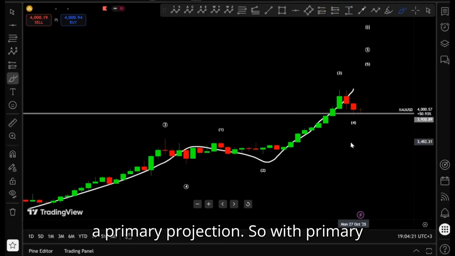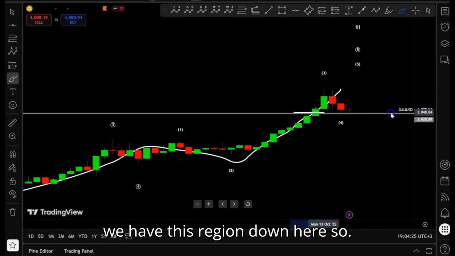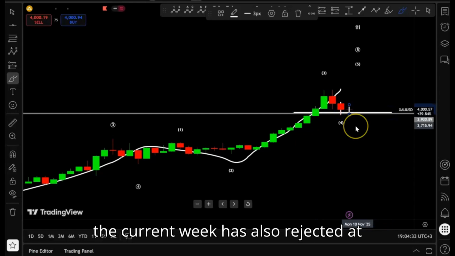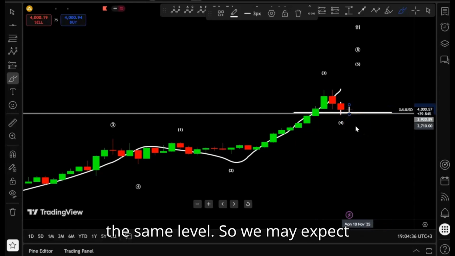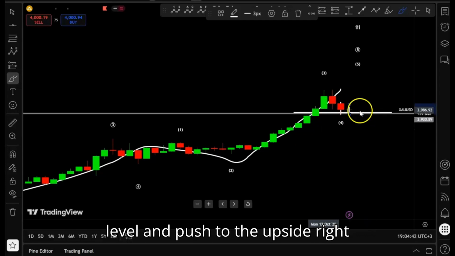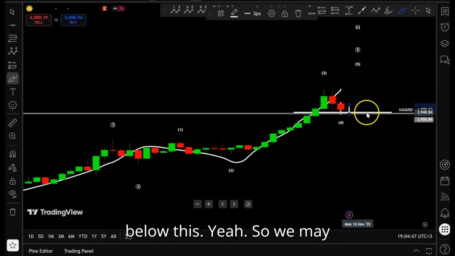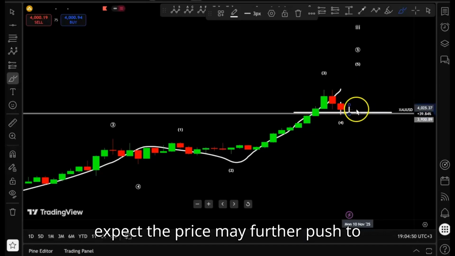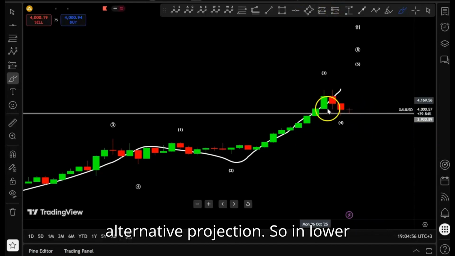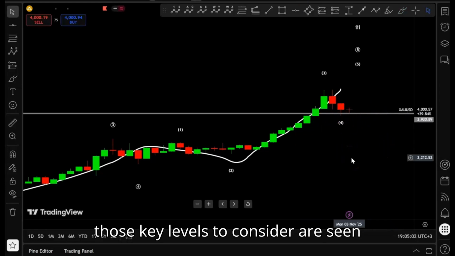So with primary projection, we have this level here, now we have this region down here. So we see price rejected previous week, and the current week has also rejected at the same level. So we may expect the price may hold above this price level and push to the upside right from this region. But if it will happen that price goes down, now break below this level here, so we may expect the price may further push to the downside, as I've said, in an alternative projection. So in lower time frames, now we'll see clearly how those key levels to consider are seen as we go on.